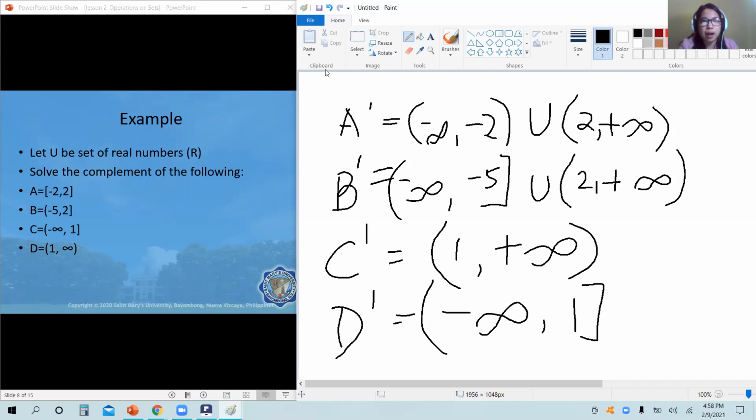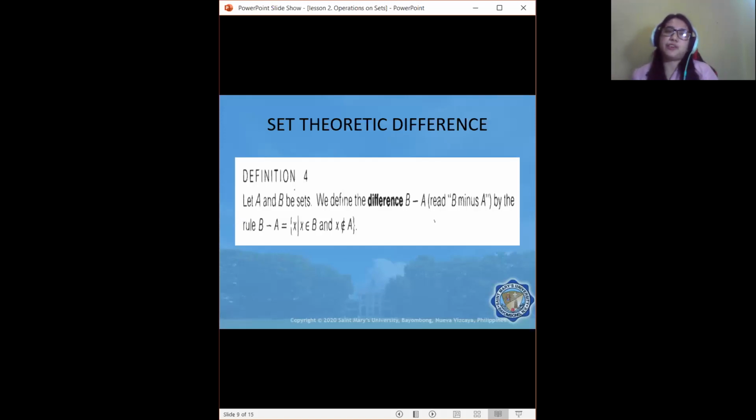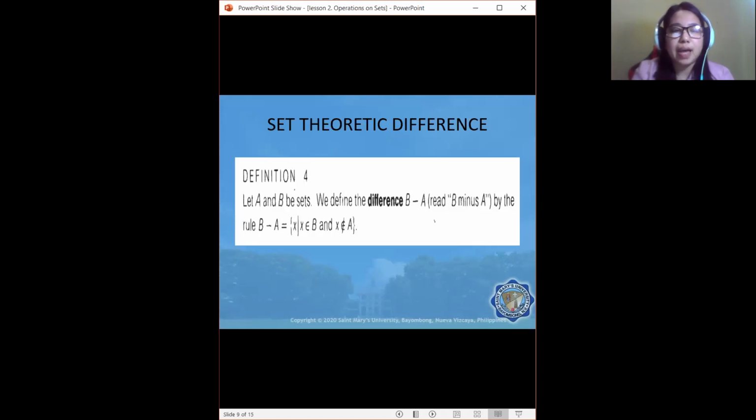Okay, let's again go back to our presentation. How about set theoretic difference? For set theoretic difference, we have the definition that if we let A and B be sets, we define the difference of B and A as B minus A. By the rule, B minus A is equal to {x, where x is an element of B and x is not an element of A}. In other words, elements in B not in A.